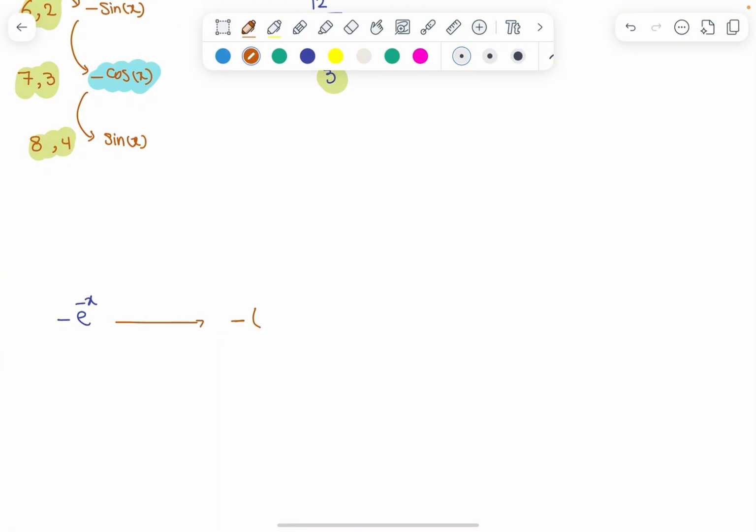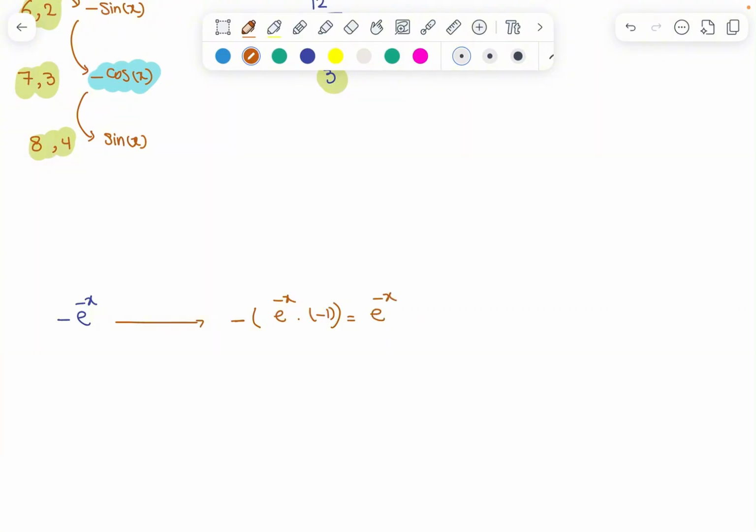By using the chain rule, the derivative of e to negative x would be the derivative of the outside function. The derivative of e is itself, but you must plug the inside function back in. The inside function is negative x, therefore it would be e to negative x times the derivative of the inside function. The derivative of negative x would be negative 1. So, the derivative of negative e to negative x would be e to negative x.